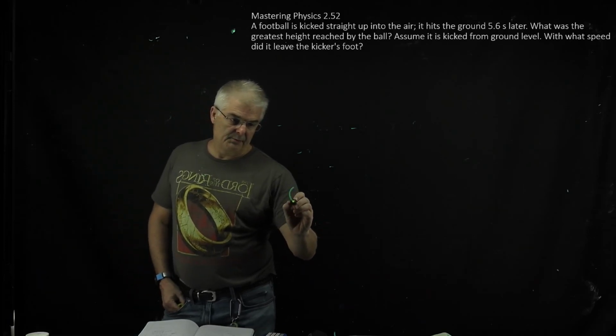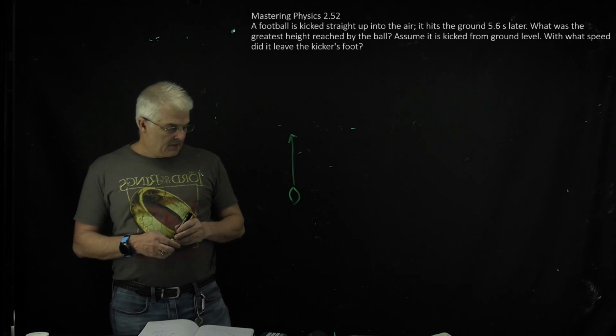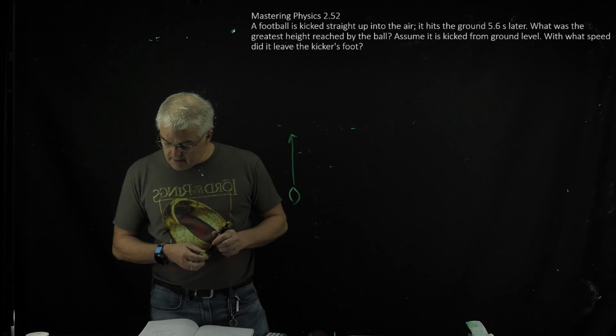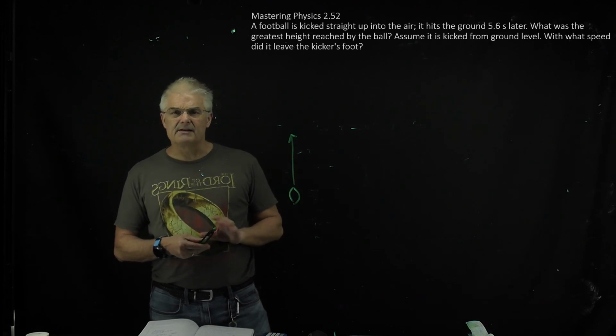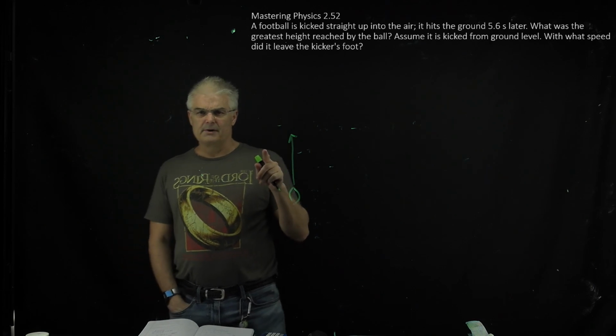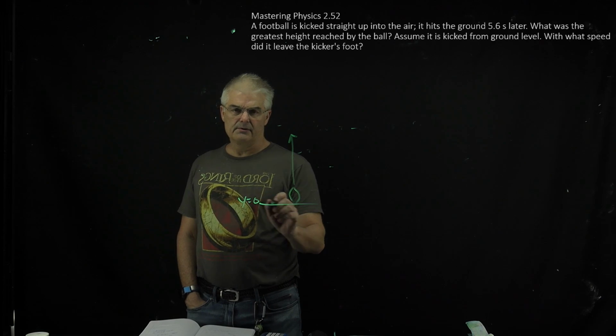So we've got a football. It's kicked straight up in the air. And when it's kicked straight up in the air, it is in flight. What is the greatest height it reaches? Assume it's from the ground level. So we're starting at y equals 0.